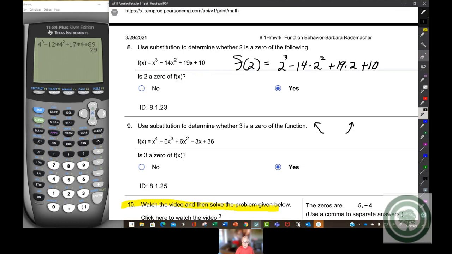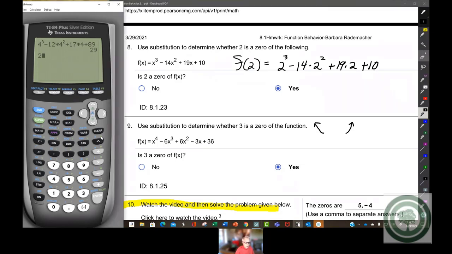So now I'll do that. 2 caret 3 minus 14 times 2 squared plus 19 times 2 plus 10.